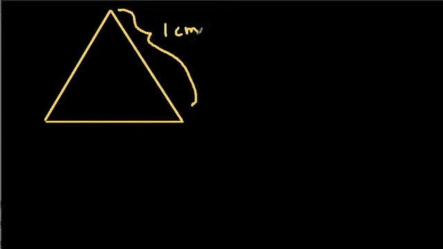In this problem, we have an equilateral triangle, and we know that the length of one of the edges is 1 centimeter. So the question is, how long is the height, or how long is this line right here? What does that equal? If you're ready to solve this on your own, pause it and then check your answer. If you want to see how I solve it, keep watching.